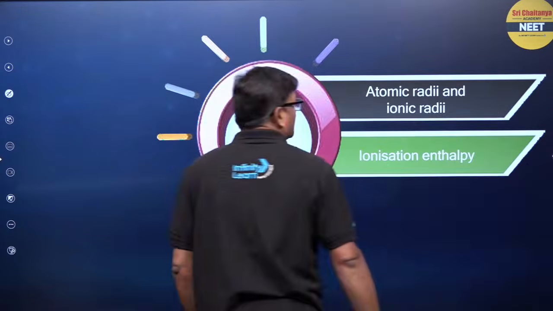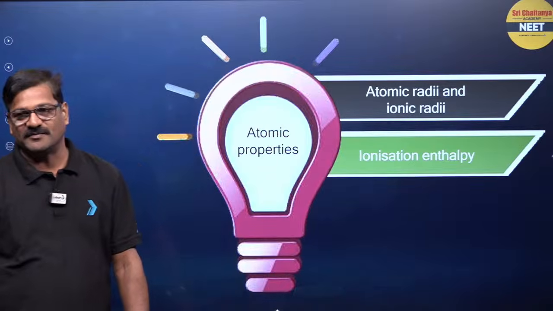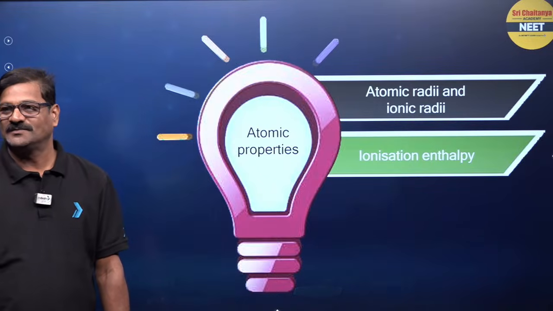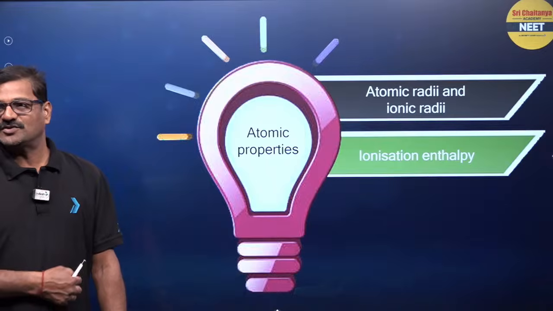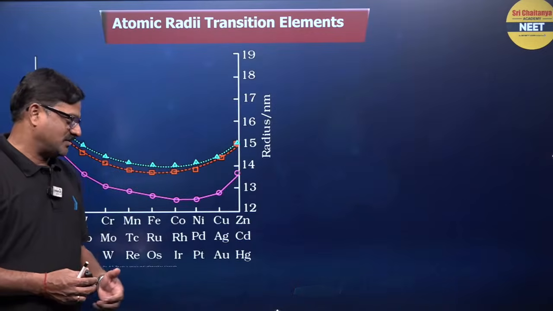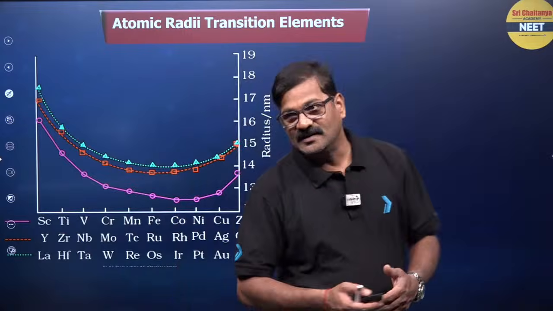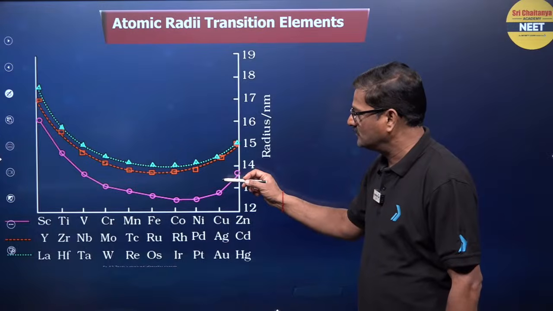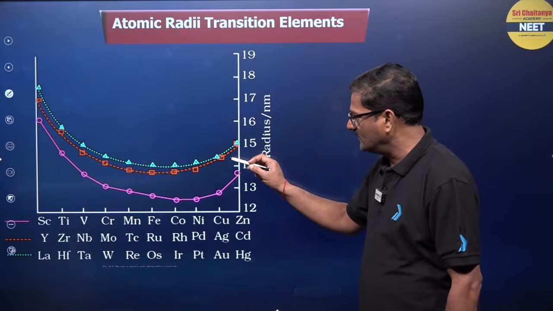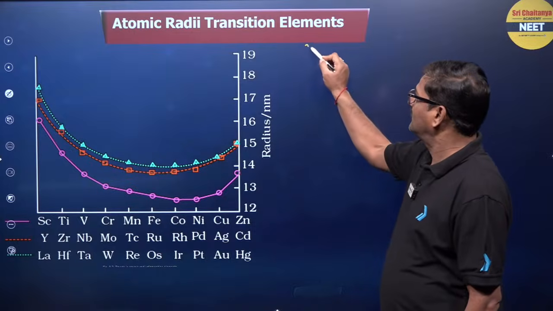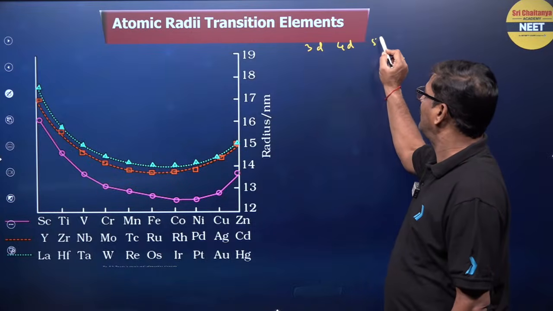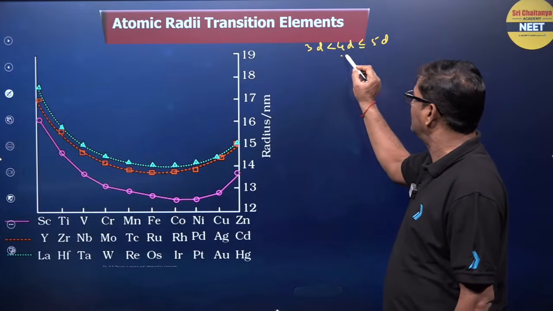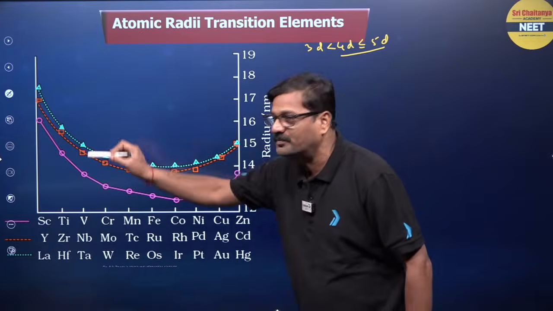Atomic properties like atomic radius, ionization energy, and electrode potentials, standard electrode potentials as well, are very important. Let us go ahead. This is about the atomic radii: scandium, the 3d series, 4d series and 5d series. It is coming like this, but the 5d series and 4d series values are almost equal.